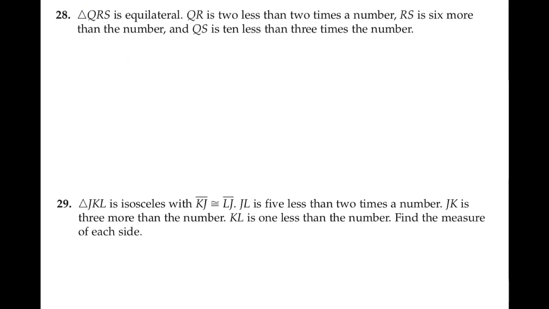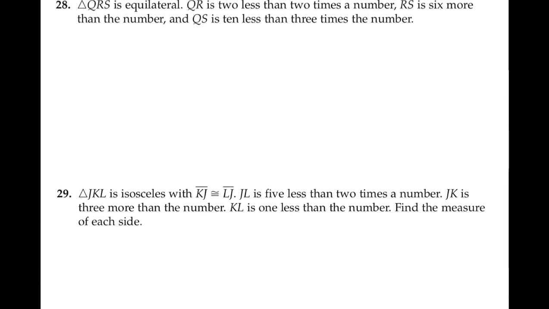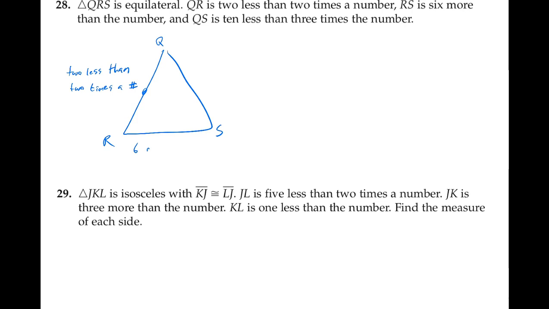Okay, so this one, it's equilateral. And oh, it's a word problem. This is where we're ending, just these 2 word problems. So we have this triangle QRS, and it says QR, this side over here, is 2 less than 2 times a number. I don't know what number. And over here it says RS is 6 more than a number. Oh, and it says the number, so the same number.